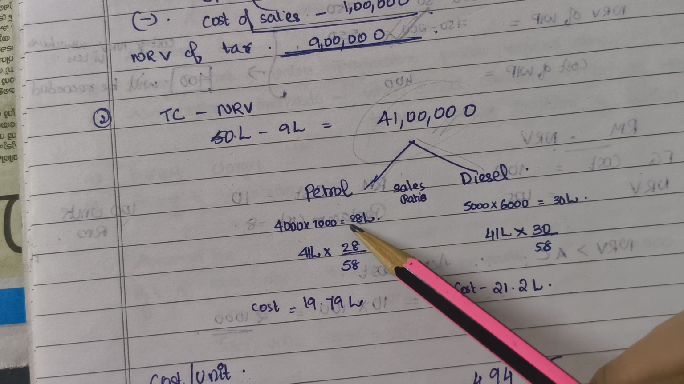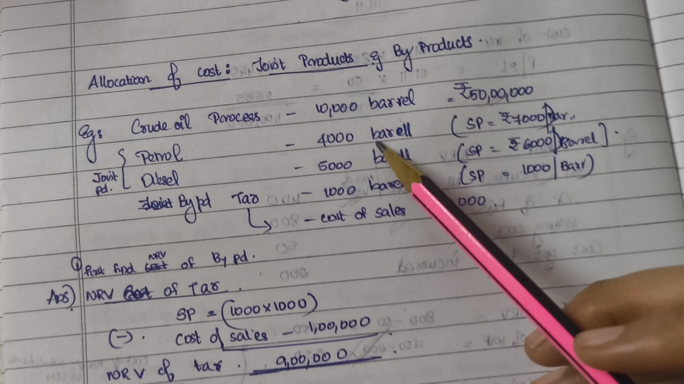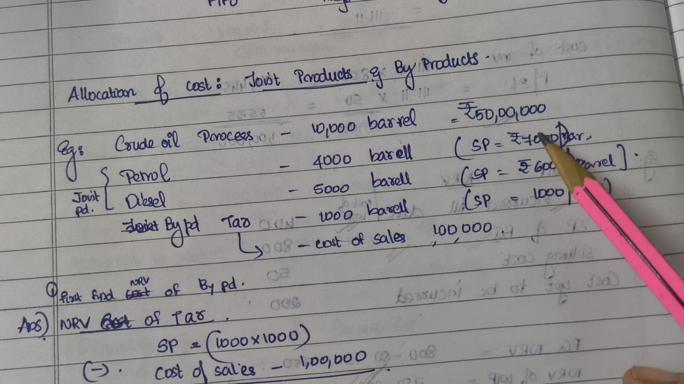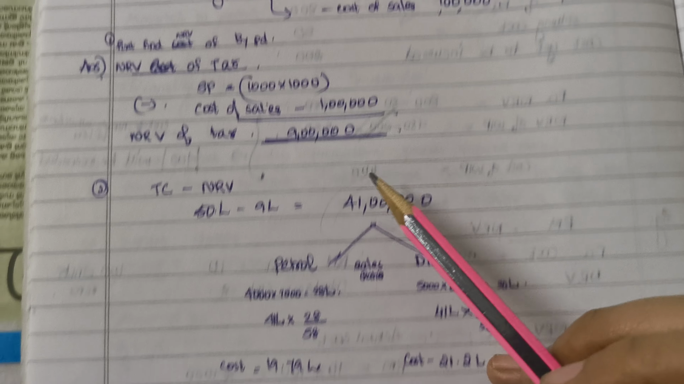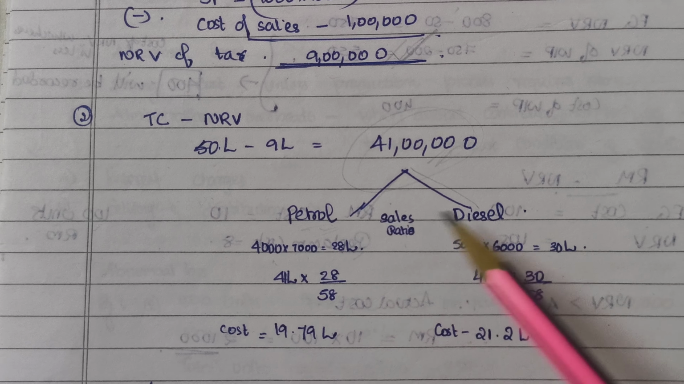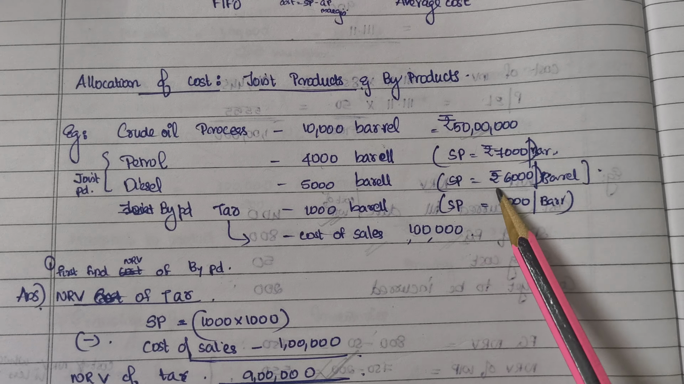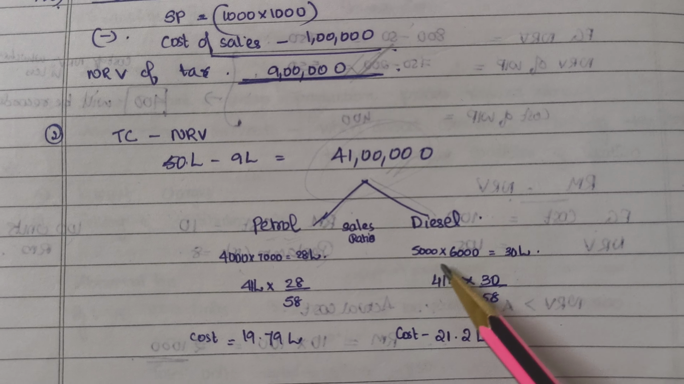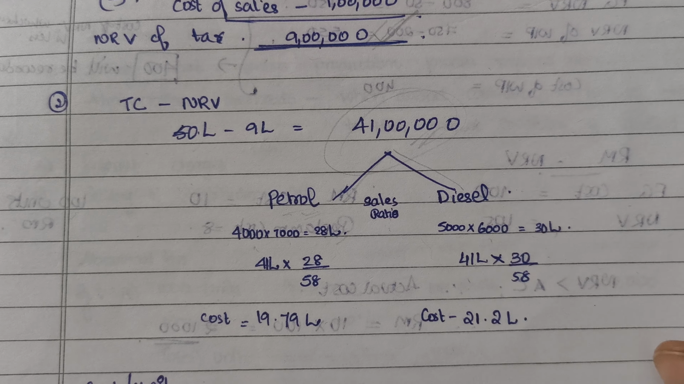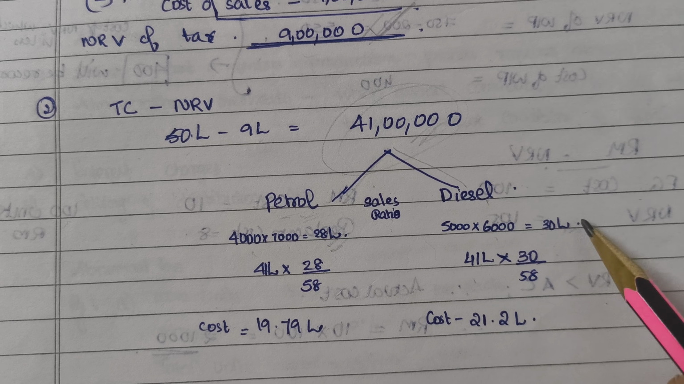So what is the sales ratio? What is the sale value of petrol? Petrol, there are 4,000 barrels at 7,000 each. So what is the sale? 4,000 into 7,000, 28 lakh. And for diesel, what is it? 5,000 barrels at 6,000 each. So 5,000 into 6,000, 30 lakh. So petrol gives 28 lakh, diesel sale value 30 lakh.